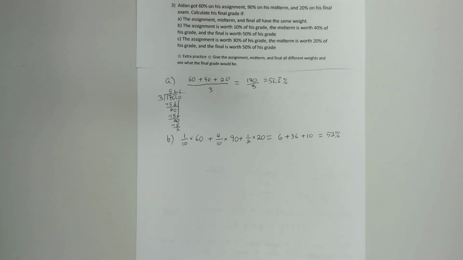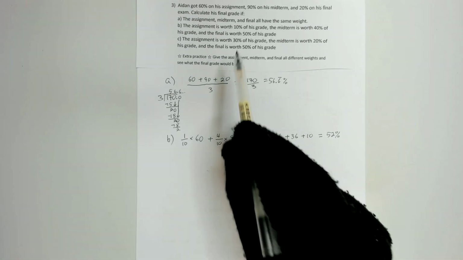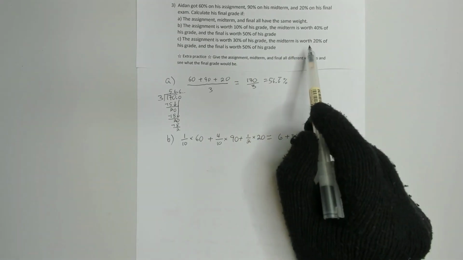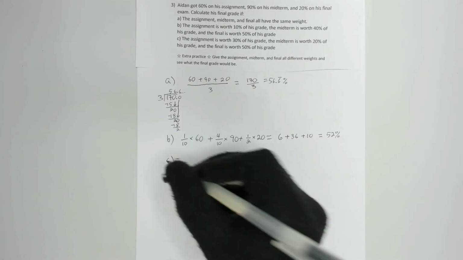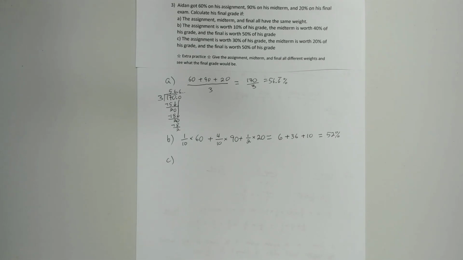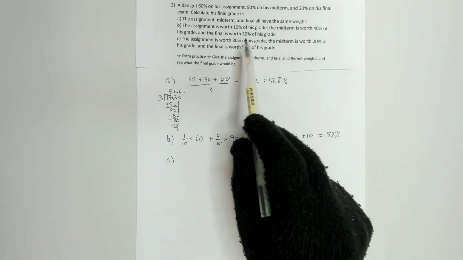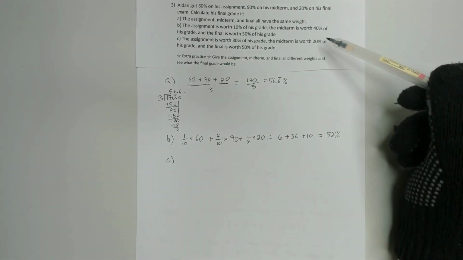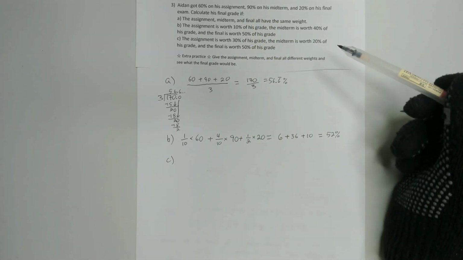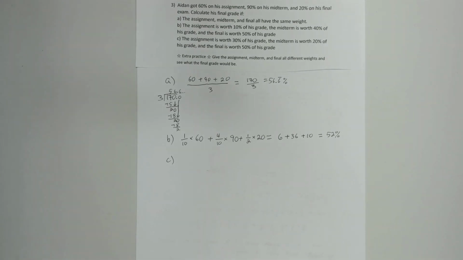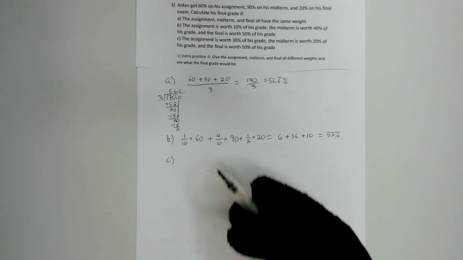Now let's see how it affects things in part C when the assignment is worth 30% this time, the midterm is worth 20%, and the final is worth 50%. And before we work this out, would you expect this final grade to be lower or higher than it was in part B? I would personally think it's going to be lower because even though the assignment is worth a little bit more, the midterm, which he did really well on, is worth much less. So that means that this high grade of 90% is not going to be very impactful on the final grade. But let's see what happens.